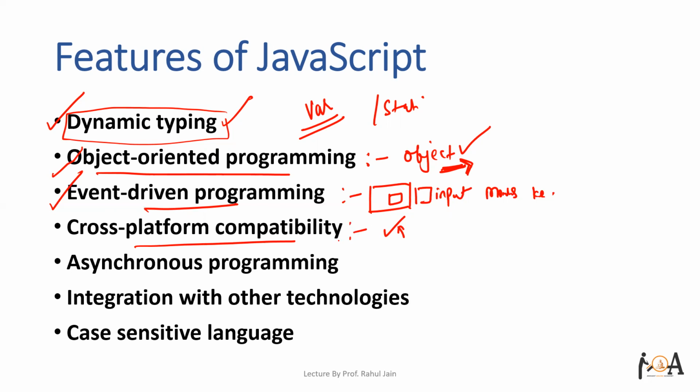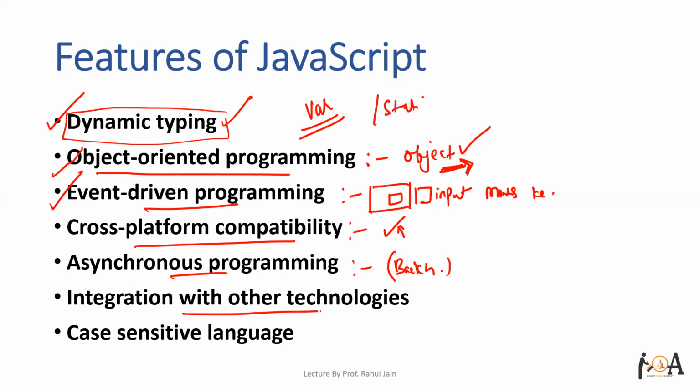So cross-platform compatibility is there. And asynchronous programming. Basically, whenever you write any code in JavaScript, the background things don't get impacted by it. Due to JavaScript, you do not need to panic about what is going to happen in the background, or that background things are going to be changed. It is not going to have an impact. So asynchronous programming is one of the important features of the JavaScript programming language.